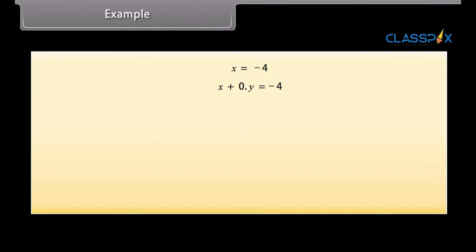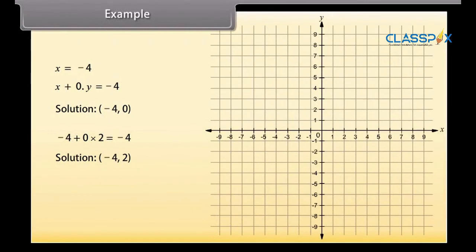So the equation reduces to x = -4. So we get the first solution of the equation, that is (-4, 0). Since the value of y can be anything, another solution of the equation is (-4, 2). Now mark these points on the graph. This is (-4, 0) and this is (-4, 2). Join these points. We can see that the graph AB is a line parallel to the y-axis and at a distance of 4 units to the left of it.